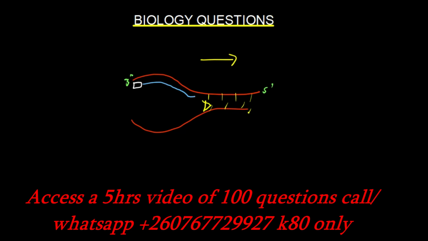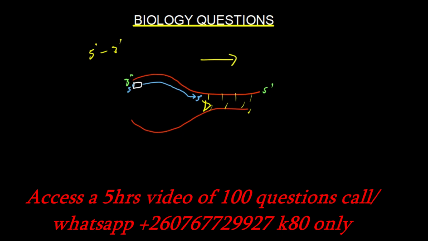Okay, this will be the new strand in this direction. This is automatically the 5' end, and this will be the 3' end. Remember we said that the new strands are synthesized by DNA polymerase 3, which can only add bases in the 3 to 5 direction. So this is the 3 to 5 direction. Hence, this is going to be the leading strand.